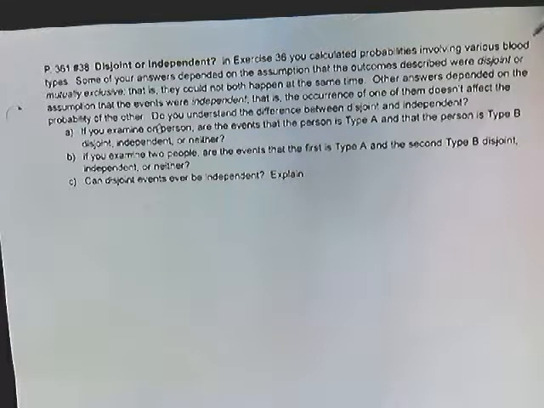So we're going to talk about this idea of independence, disjoint, and neither the next time we meet. They're really big concepts, conceptual. Okay. All right. That's that. Thanks.